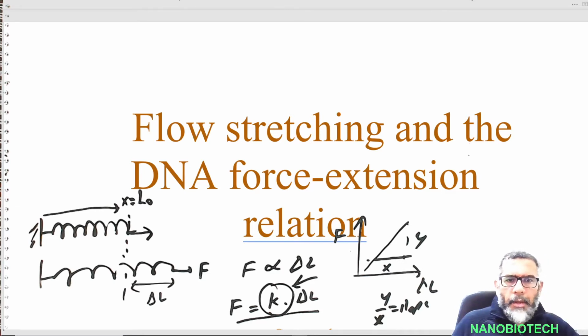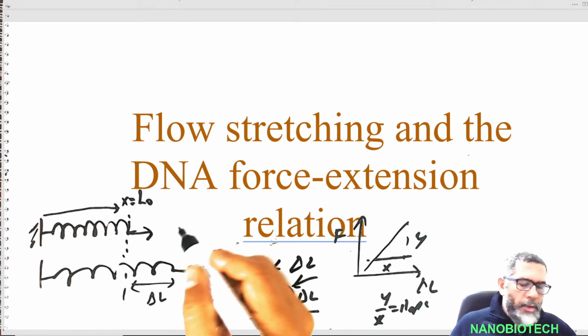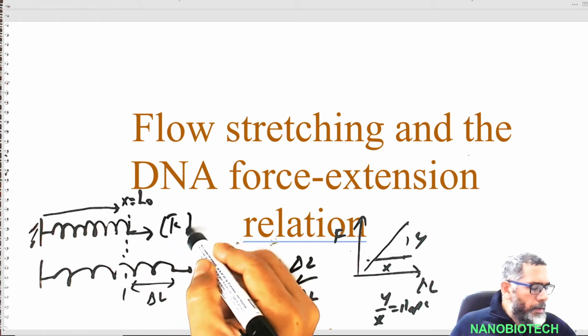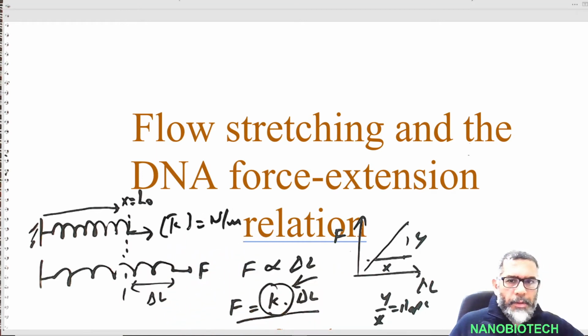And this is the way you experimentally find whether the spring you are using is a stiff spring or a soft spring. If it is a hard spring, K will be large, but if it is a soft spring, K will be small. And the unit for K is Newton per meter in the SI unit system.